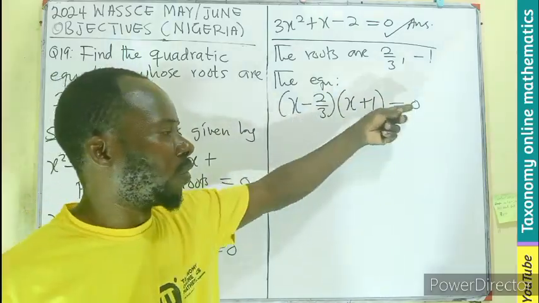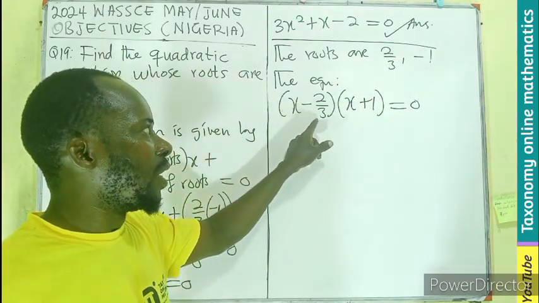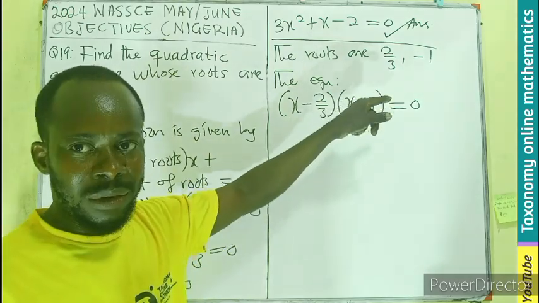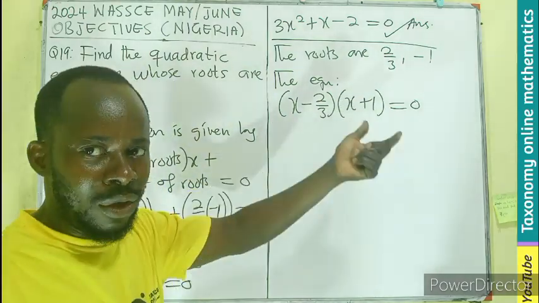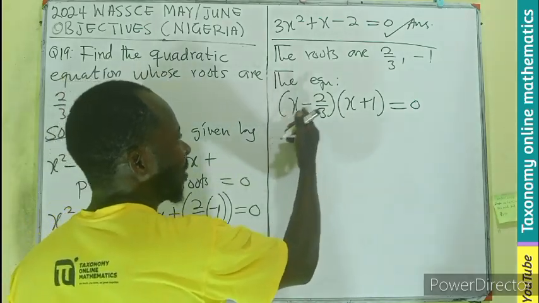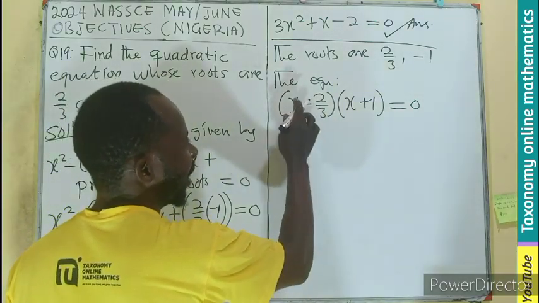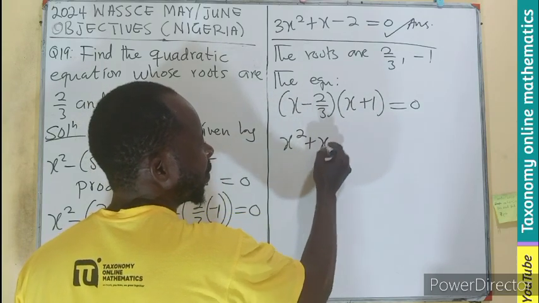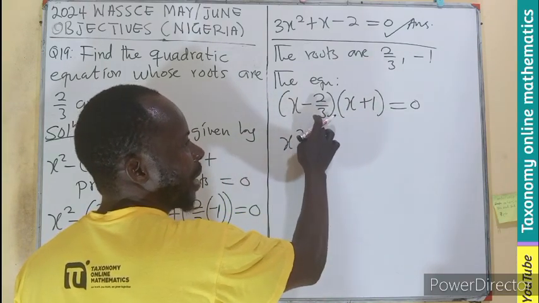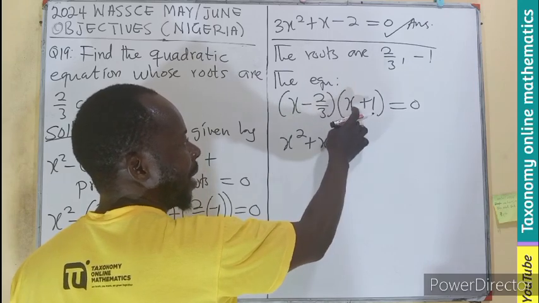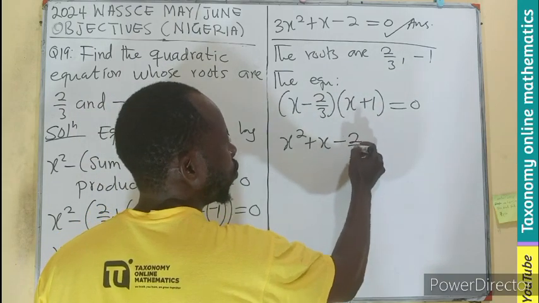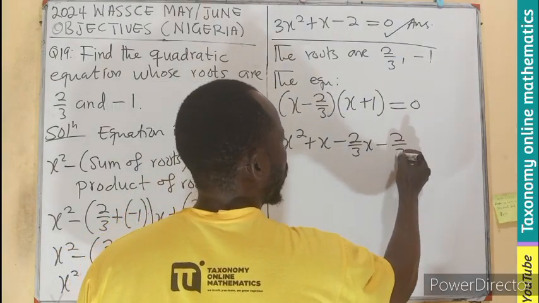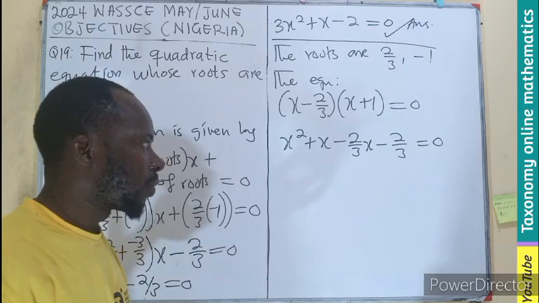When we equate this to 0, then x is going to be equal to 2/3. Equate this to 0, x is going to be -1. So now if you expand this, you get back your original equation. So x times x, that would be x squared; x times 1, that would be positive x, right? Then minus 2/3 times x, minus 2/3x, we are multiplying, right? Then minus 2/3 equals 0.